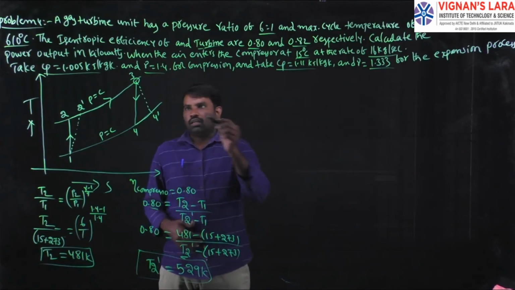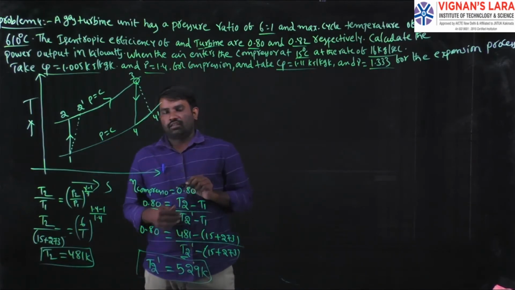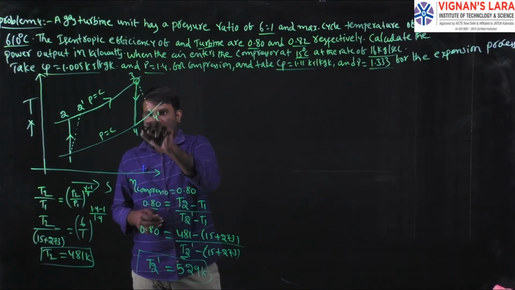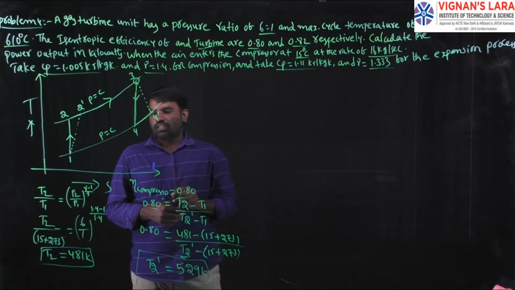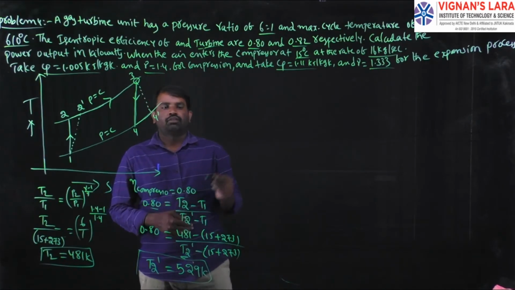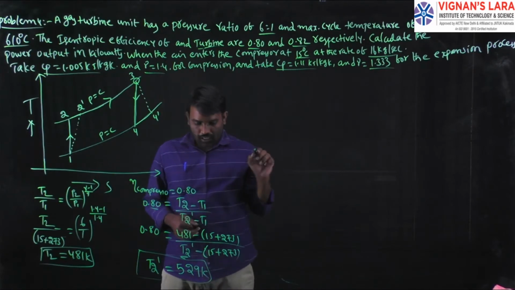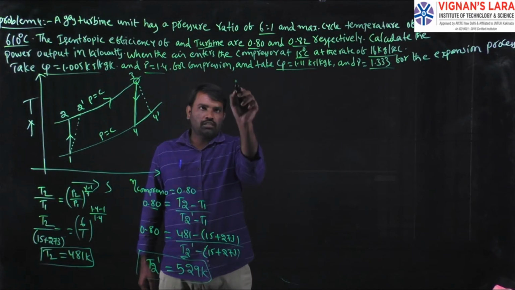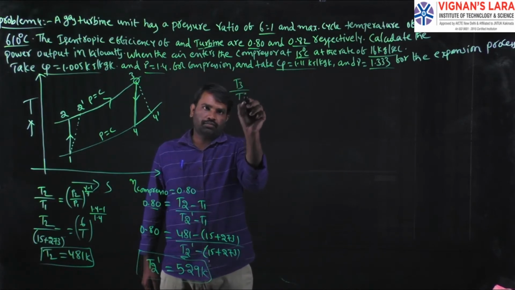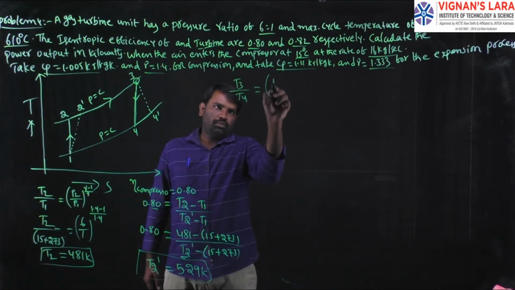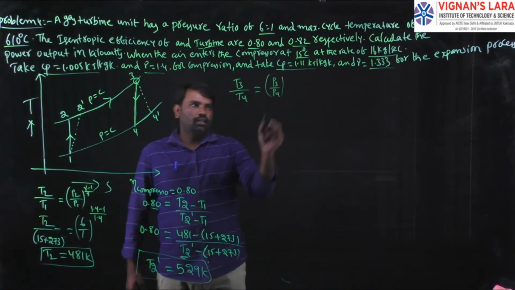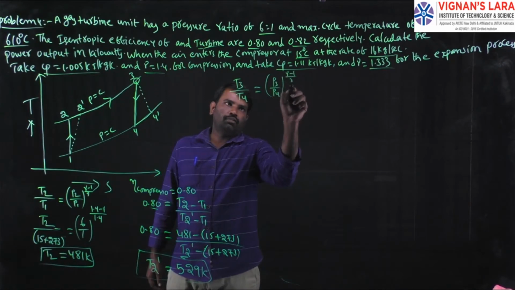In case of expansion, isentropic expansion in the cycle, that is the 3 to 4 process, the 3 to 4 line should be vertical, then only can we say the entropy is constant. Similarly, the isentropic relation in the turbine case is T3 by T4 equal to P3 by P4, whole power gamma minus 1 by gamma.